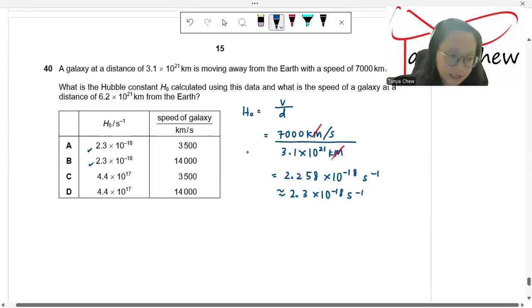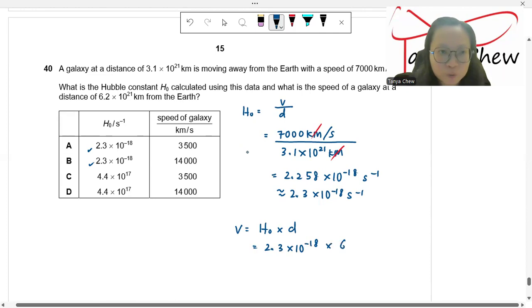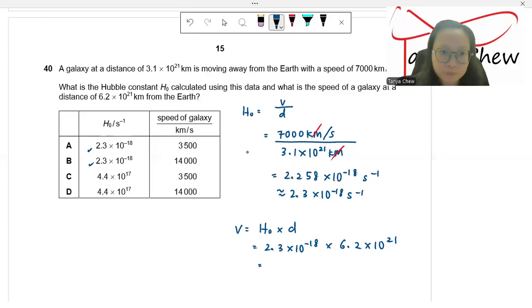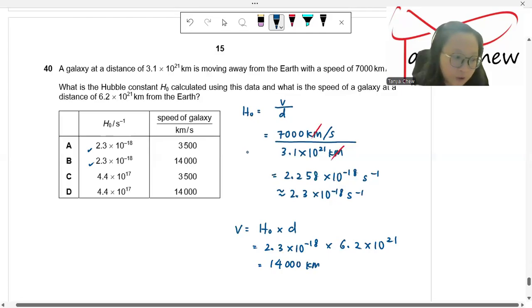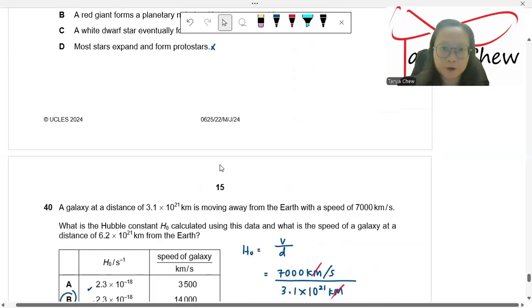So for the speed of the galaxy, V is equal to Hubble constant times the distance. Hubble constant is 2.3 times 10 to the power negative 18 and times the distance, which is 6.2 times 10 to the power of 21 kilometer. Not going to change that kilometer to meter because the speed of the galaxy must be in kilometer per second. So for this one, I think I got 14,000 kilometer per second. B is the answer. So that's the end of our discussion for May-June 2024, paper 22.